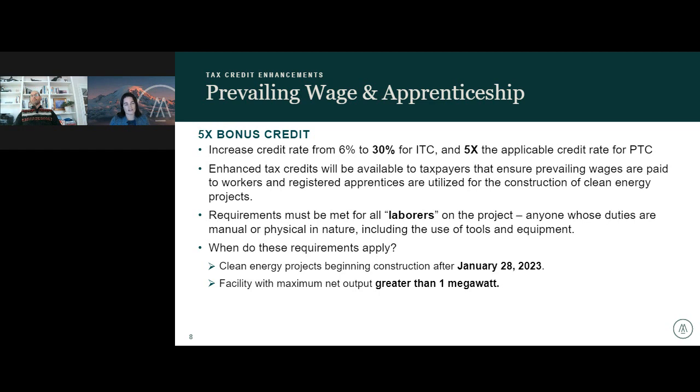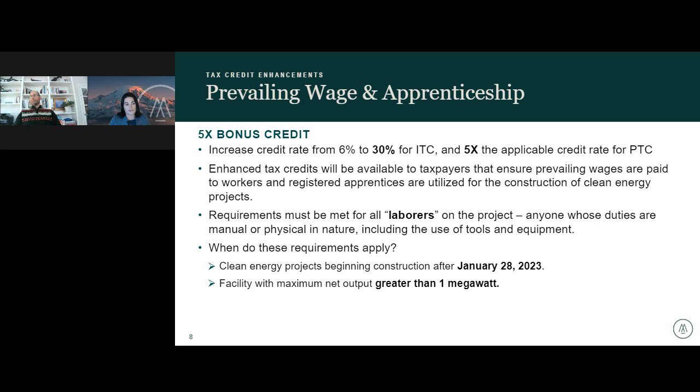The intent is to ensure that all laborers on a job are being paid a prevailing wage and to encourage the use of apprentices. This is all with the objective of creating a stronger economy and creating jobs. Right away, I just want to note that the definition of laborer is anyone whose duties are manual or physical in nature, including the use of tools and equipment. So it's not going to include your engineers or your site supervisors. It really is those that are engaged in that manual labor.